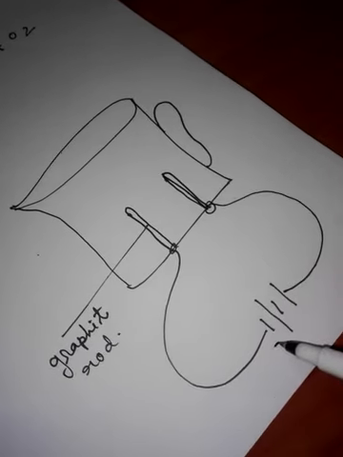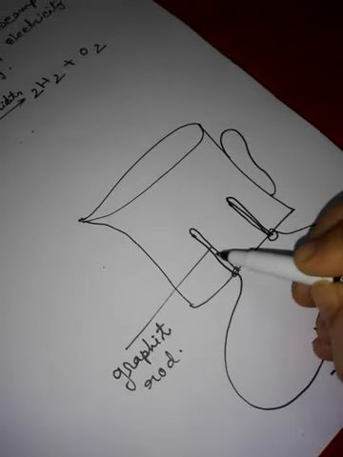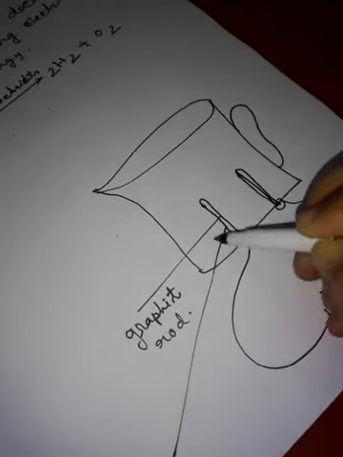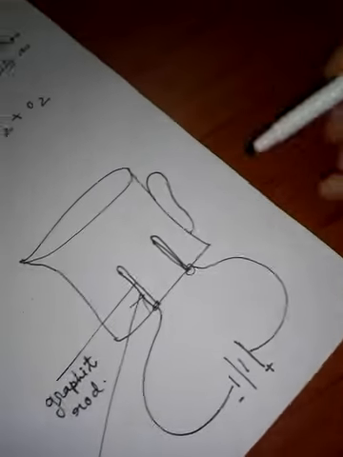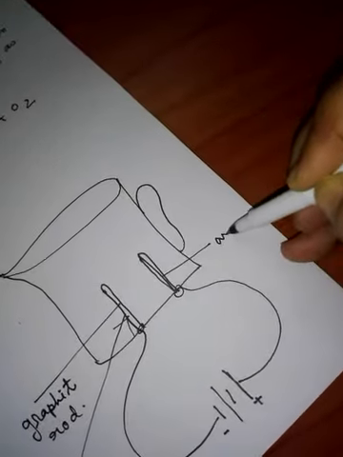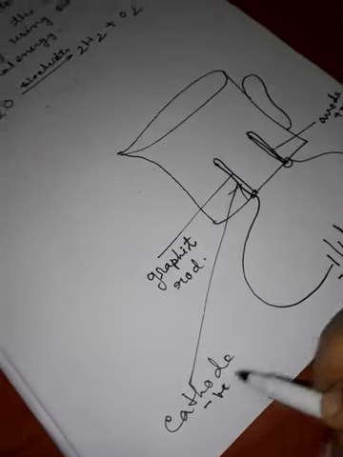The shorter one is negative, the longer one is positive. So this electrode is called the cathode, and this electrode is called the anode, which is positive. Anode is positive, cathode is negative.